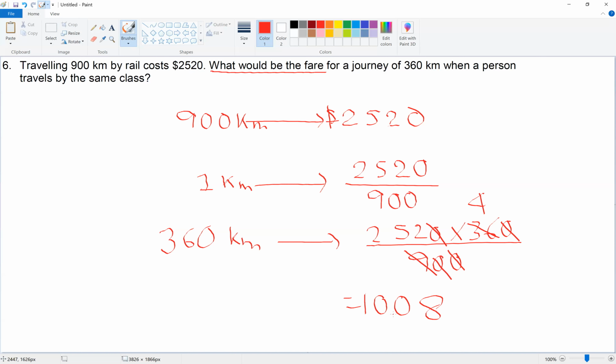Wait, how did you get it? I just canceled the numbers. Okay, I'm going to show again. First, do you see this 0 and this 0 cancelled? Think of this as divide by 10. This 2 I cancelled. 9 goes to 36 4 times. And then simply multiply by 4. It's 252 times 4. Oh, okay, I get it.